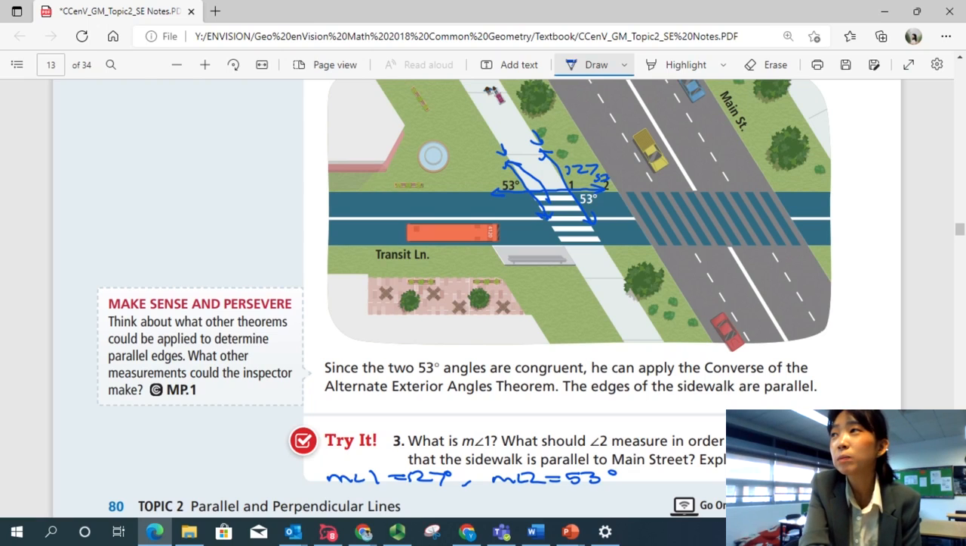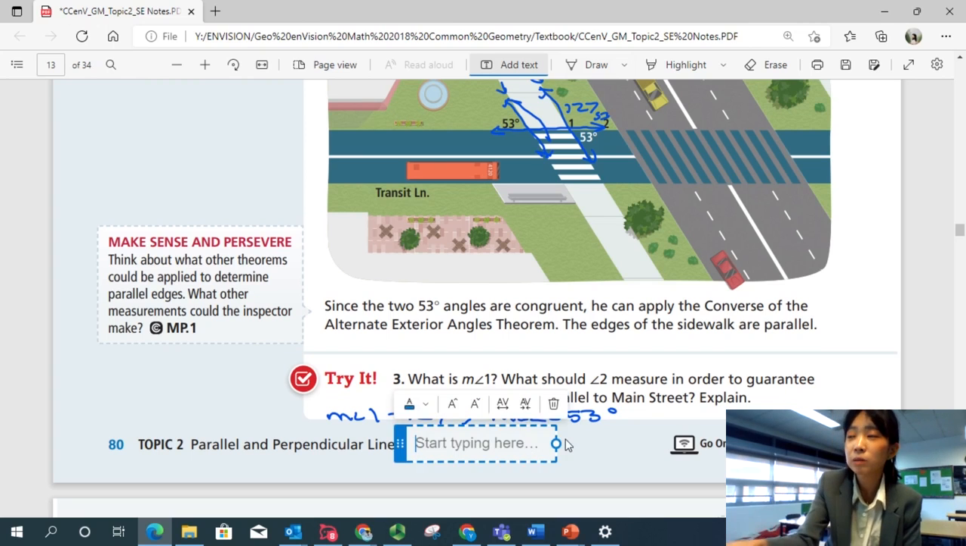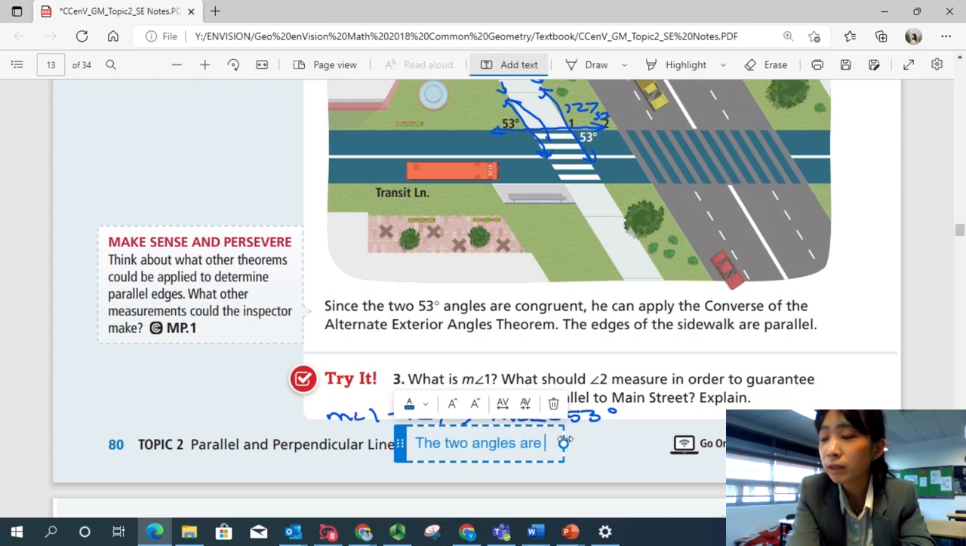Okay, how would you explain this? If you can solve for this but cannot explain, that's a problem. The two angles are, what are the relationship? They're same side interior angles. And they should be supplementary by the same side interior angles theorem to show that the street and sidewalk are parallel.